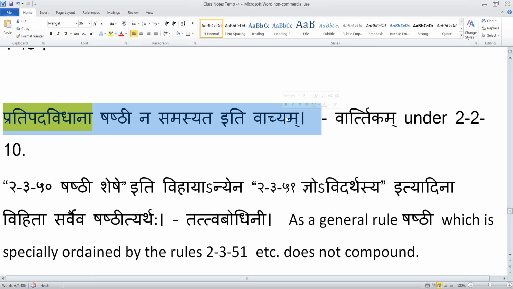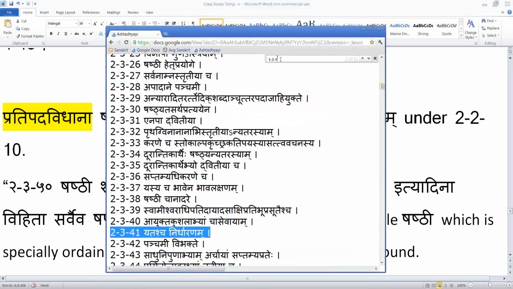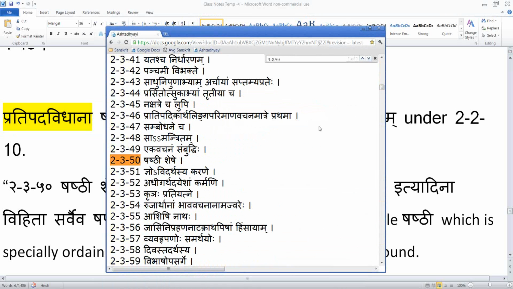So here, if you look at the Shashti Vidhanam, again, these two sections, the Samasa Vidhanam and Vibhakti Vidhanam, are connected. So we have to understand them, because now what is being said is that some kinds of Shashtis, Pratipada Vidhana Shashti, will not compound. What is Pratipada Vidhana? Specific Shashtis will not compound.